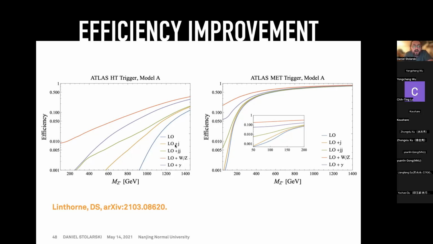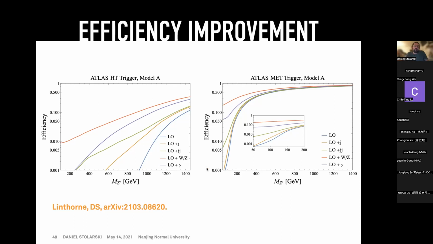You simulate the radiation of one jet or simulate the radiation of two jets. So that's the green and orange, that's these two. Those already significantly raise the efficiency, especially for masses below 500 GeV. Or you could simulate the radiation of a photon or an electroweak gauge boson, which also raise the efficiency. This is using the HT trigger, so the total energy. This is using the missing energy trigger, but it's the same idea.